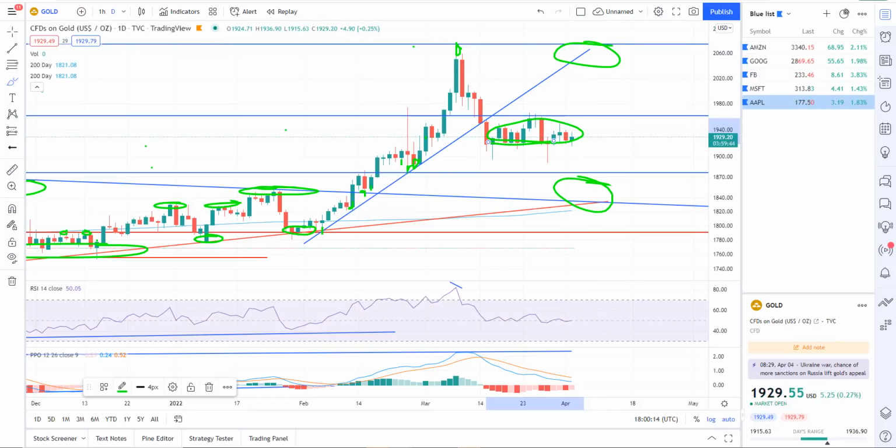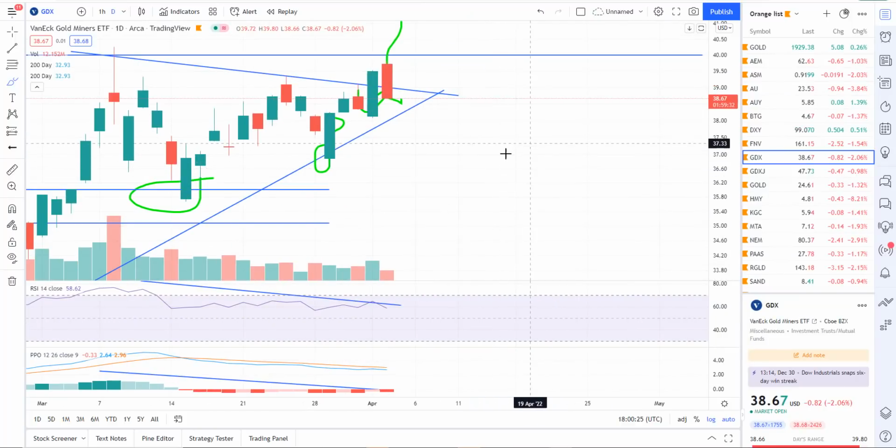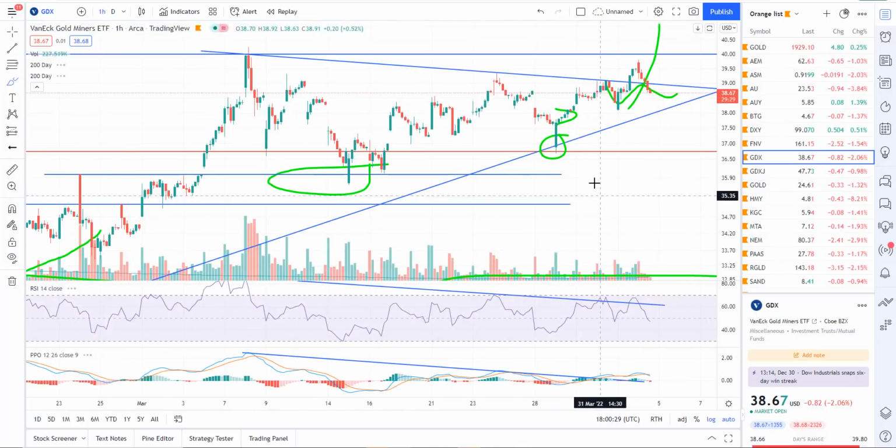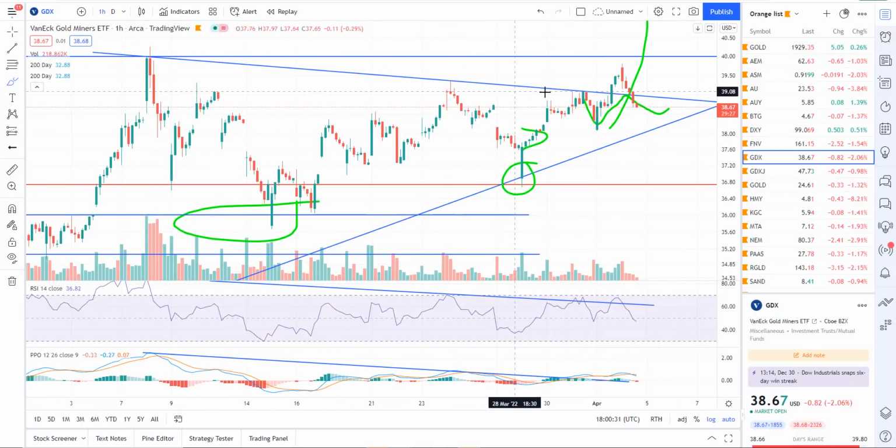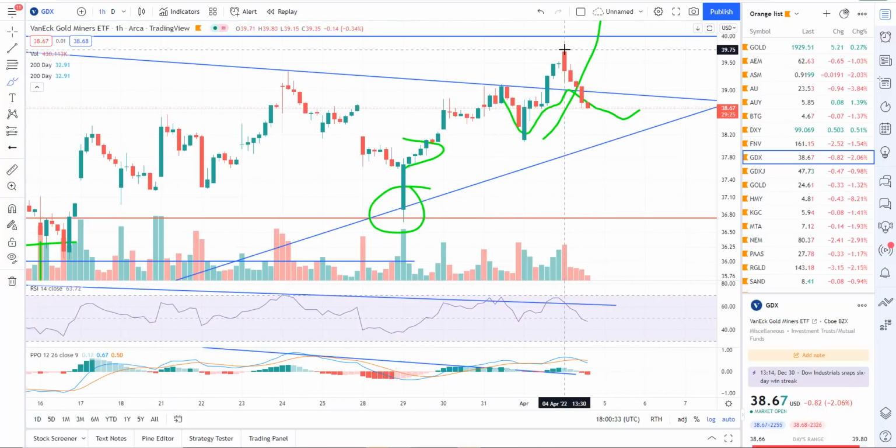I'm still long these gold miners. GDX, gold miners, a little bit of a breakout. Let's look here on the hourly. And so I marked out a potential trend line right here. We did break out to the upside, but now it's failed. So I don't know, maybe a little false breakout.